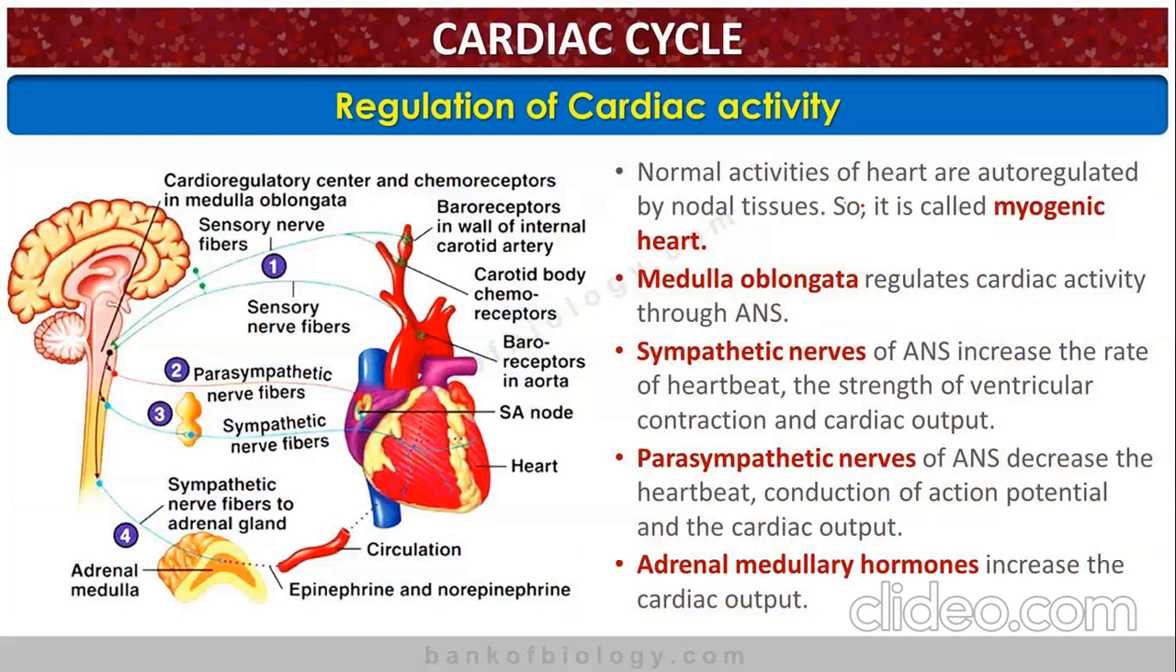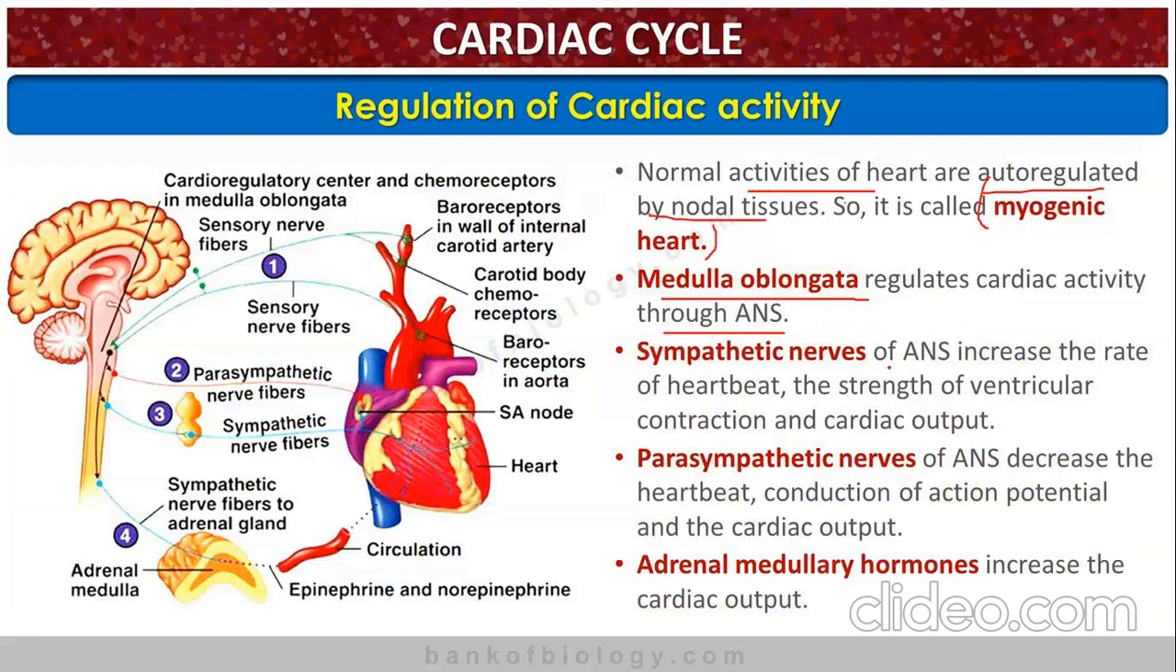Regulation of cardiac activity. Normal activities of the heart are auto-regulated by nodal tissues. So we can find that the SAN and the AVN take care of all the normal activities of the heart. In that case, it is called a myogenic heart.